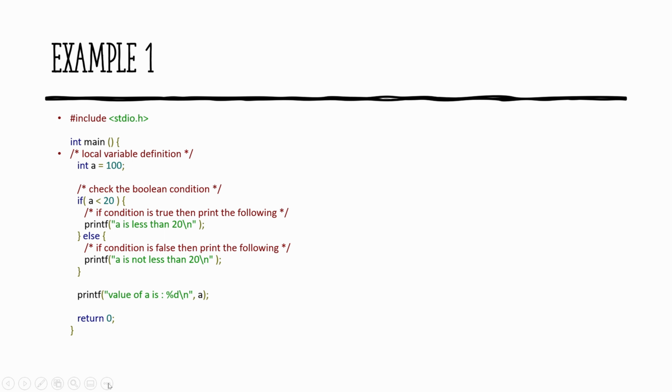If a is less than 20, then the if block is executed, which is print a is less than 20. So it's just simple. And else, which means that a is greater than 20, then the else block is executed, which is print a is not less than 20. After that, we have written a print statement to display the value of a. The percentage d actually gives the memory location of the a value, right? I have described it in the previous videos.